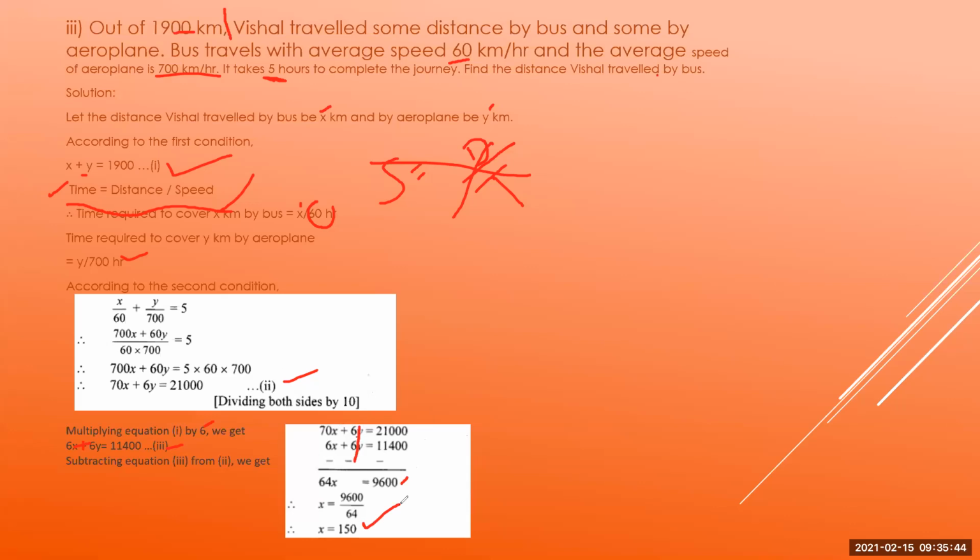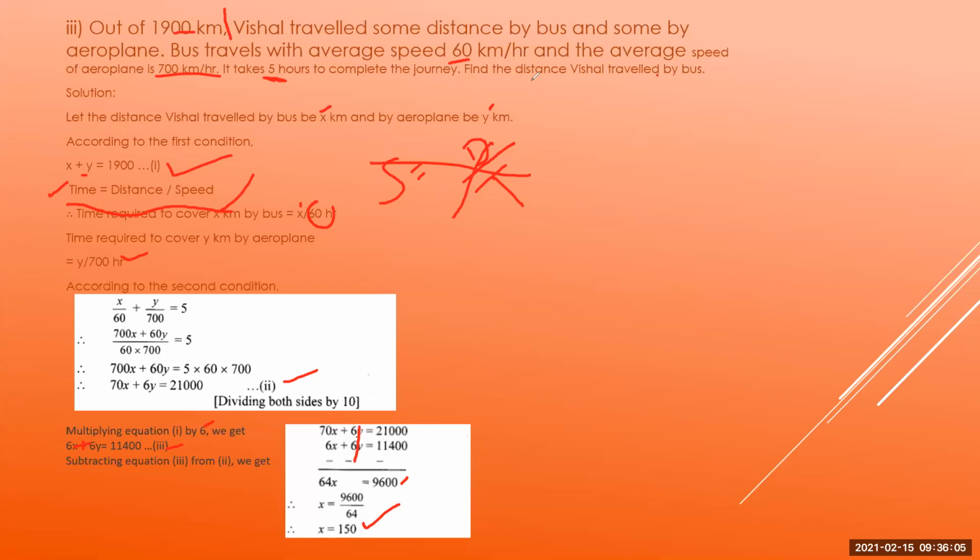Up to this is completed. But if we are asked to find the distance traveled by aeroplane also, then what do we have to do? We have to substitute the value x is equal to 150 in any one of the equations and simplify. Since we are asked only for the bus, we are completed up to this. Okay, anyone having any doubt up to this?